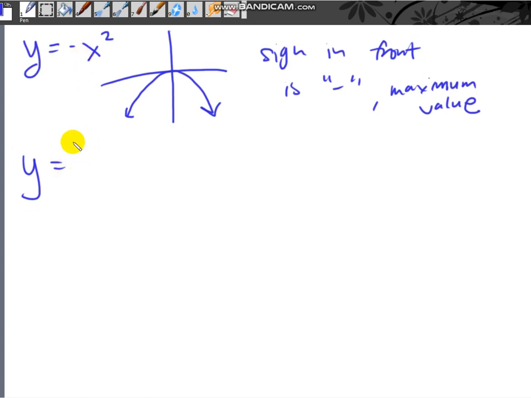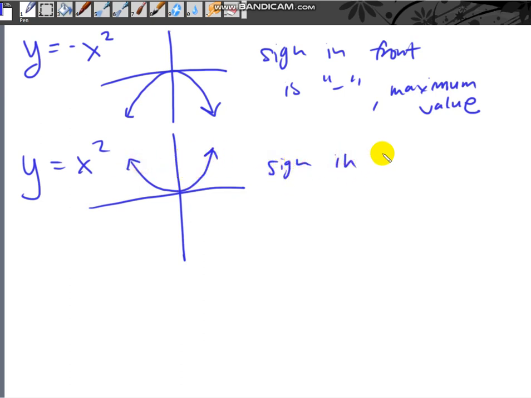As I showed you earlier, if you have a positive, let's say positive x squared, in other words the coefficient is positive, like I showed you in the first video, it goes up like this, and this would be a minimum value. Just keep that in mind. That's a recap of what I showed you earlier: a negative sign in front means it's going to be a max, and a positive coefficient in front means it's going to be a minimum value.